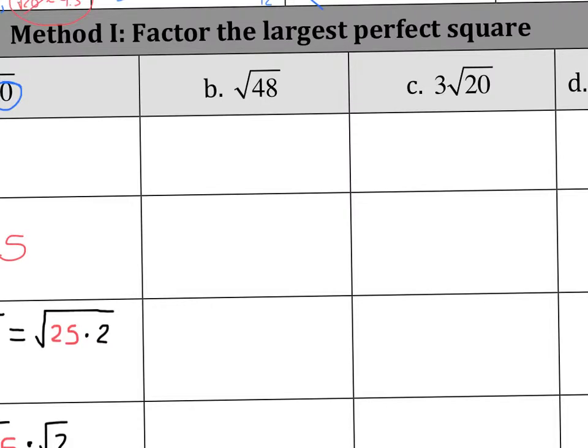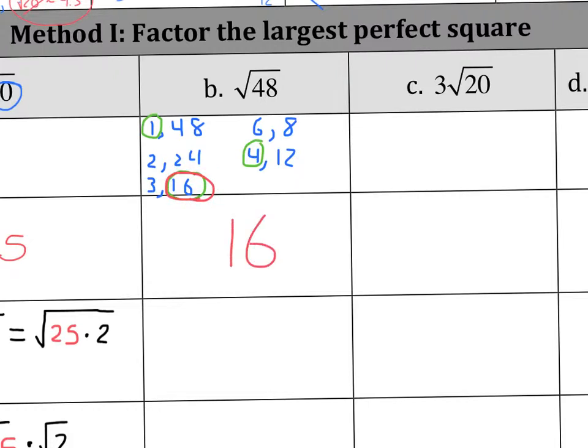So let's try radical 48 now, using the factoring method. Again, I start to make a list of any factors: 1 and 48, 2 and 24, 3 and 16, 6 and 8, 4 and 12. You don't have to make this list, it can be completely mental. Notice that I do have perfect squares. 1 is a perfect square, 4 is a perfect square, 16 is a perfect square. But 16 is the largest.